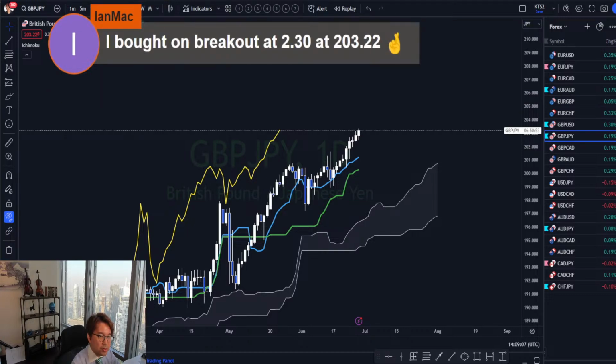Okay, Ian says bought on breakout at 230 at 203.22. Okay, so now you're running profits then. Yeah, now the price is on the resistances, about to break the resistances. So let me share my analysis in a minute.